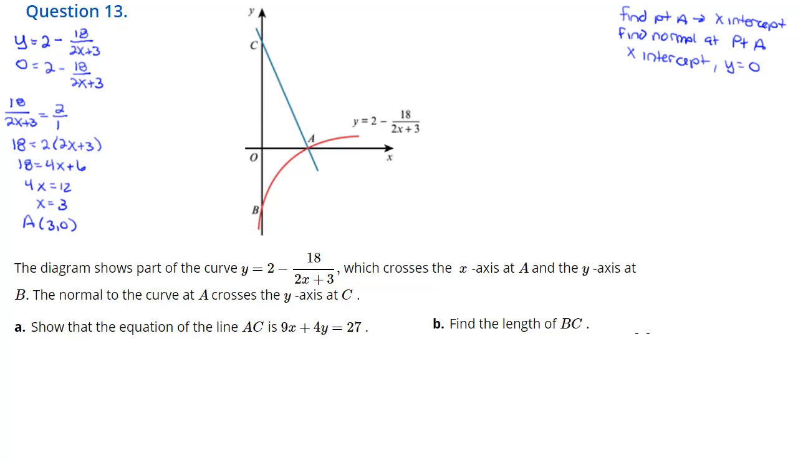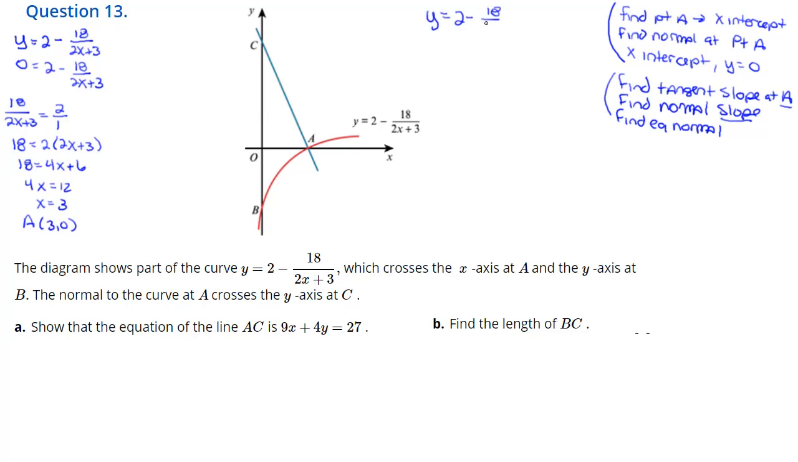So now that I know point A, I just have to figure out the slope of that tangent line, so then I can find the slope of the normal. And see, once I have the slope of the normal, I've got a point and a slope, I can write the equation. So let's go ahead and start with the original.